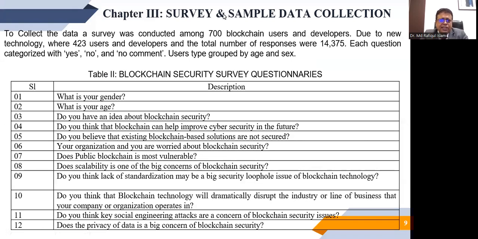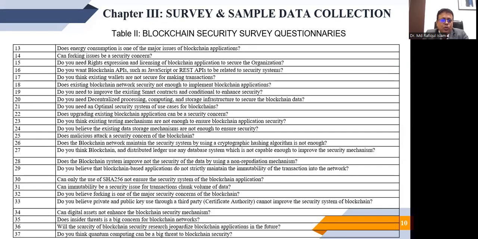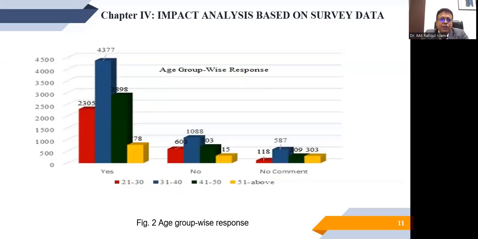So in regard to our methodology section, we conducted a survey with a total of 37 security questionnaires. The first question categorizes gender, and the second asks for the age group. The other 35 questions are based on security. After we survey the data, what is the impact analysis? If we do the impact analysis, what is the impact?